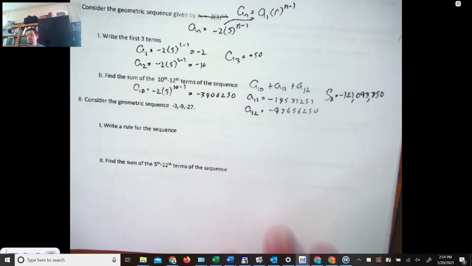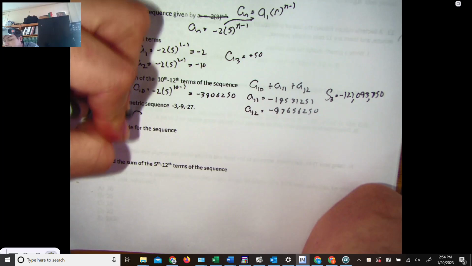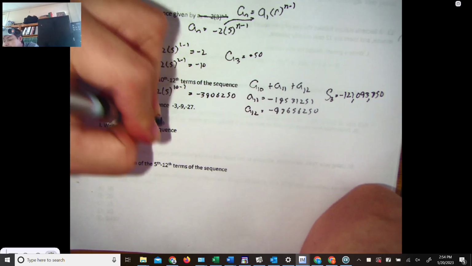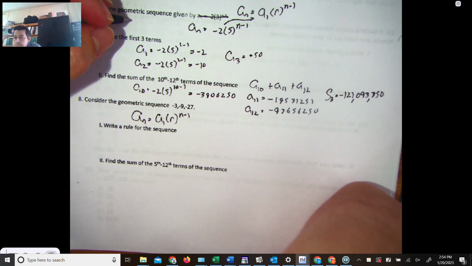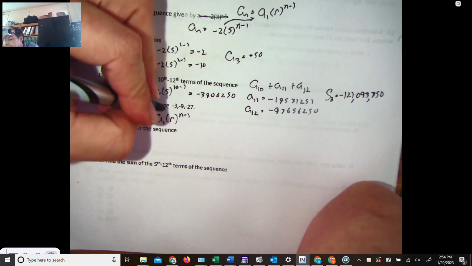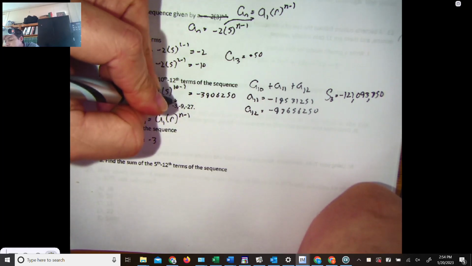All right. Consider the sequence -3, -9, -27. Write a rule. So we're following this form that the nth term is the first term, a sub 1, times r to the n minus 1. That's my rule. Plug in the values. Your first term is -3. This is a sub 1.